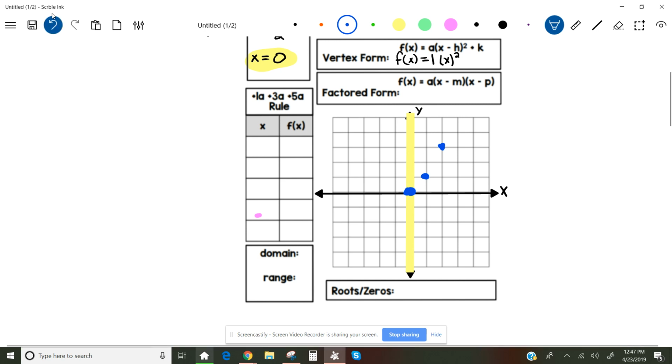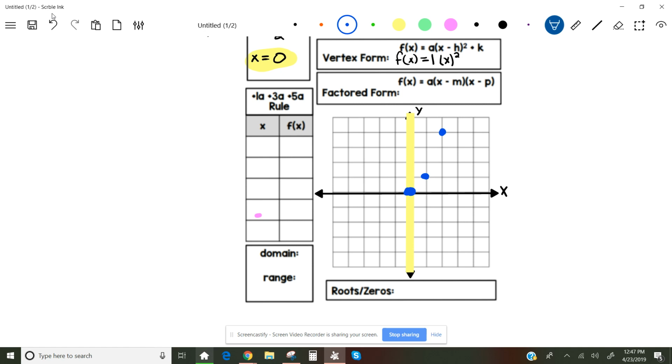Sorry. We're going to start from here. Go to the right 1, then 1, 2, 3. That puts us up at the top. And then we couldn't do 5a because if I go over 1 and try to go up 5, it puts me off the graph. So now I have these coordinates here.